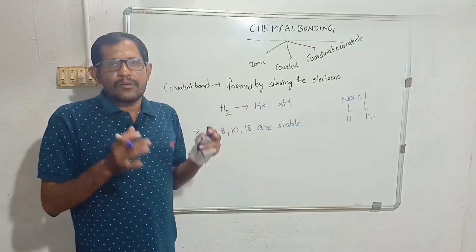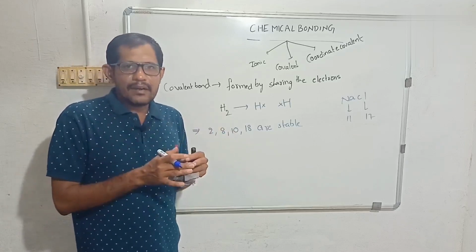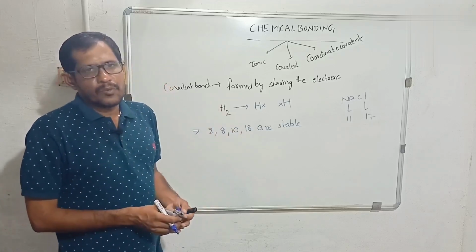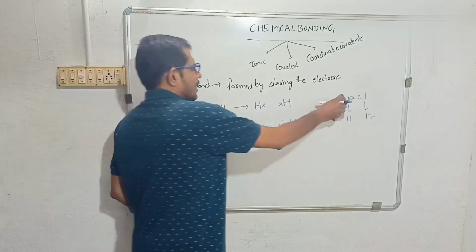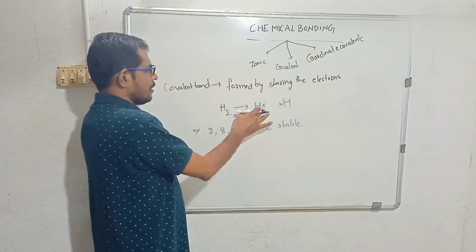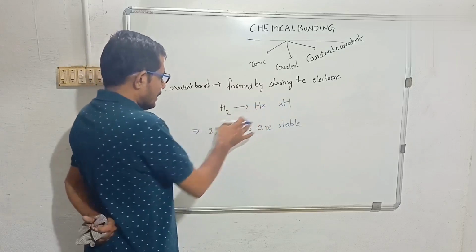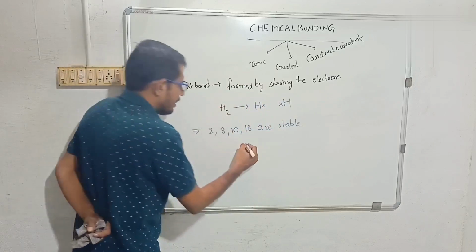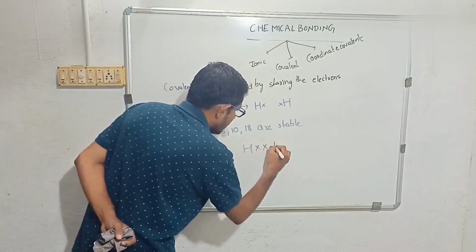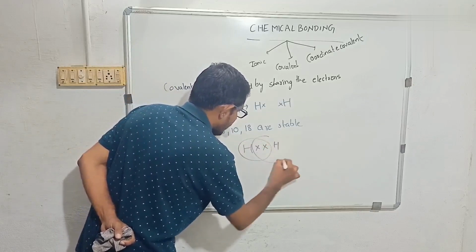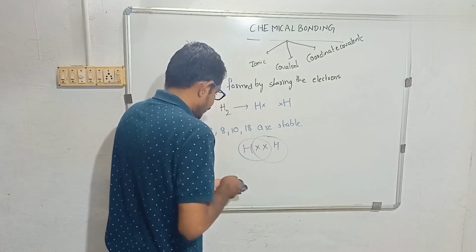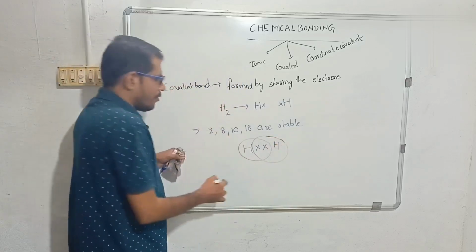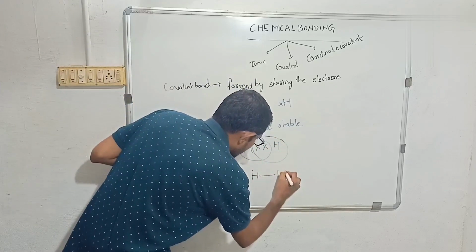In covalent bonding, what happens? By sharing the electrons, atoms try to get this electronic configuration and become stable by themselves. If you take hydrogen, there is one electron. What is the nearest stable number to hydrogen? 2. So by sharing the two electrons in such a way, a covalent bond will be formed. So we can represent hydrogen like this.